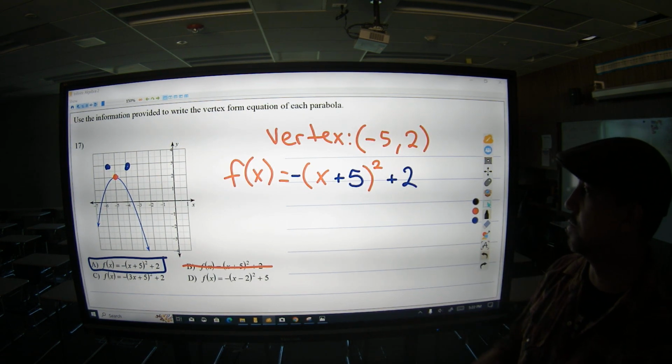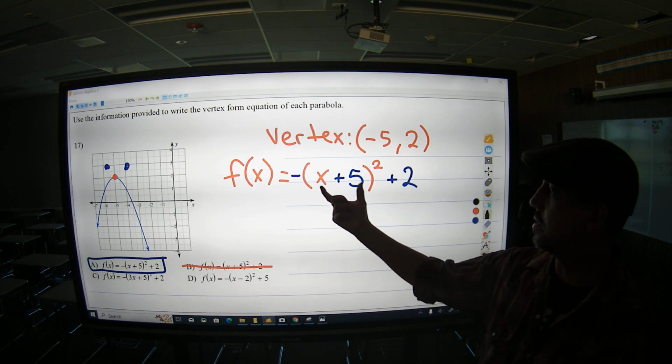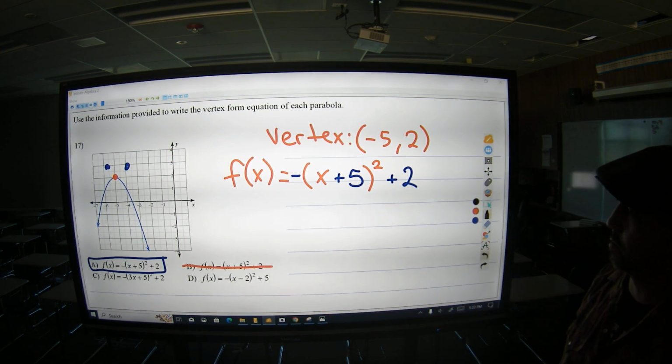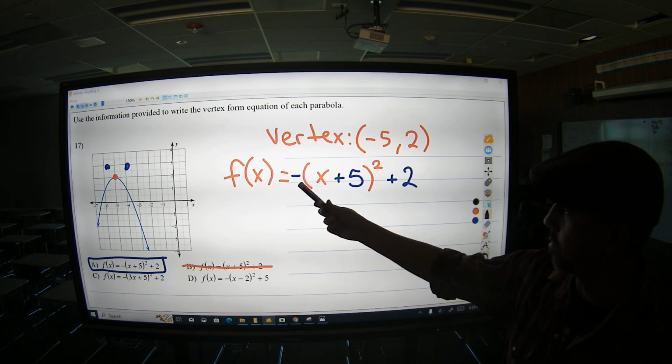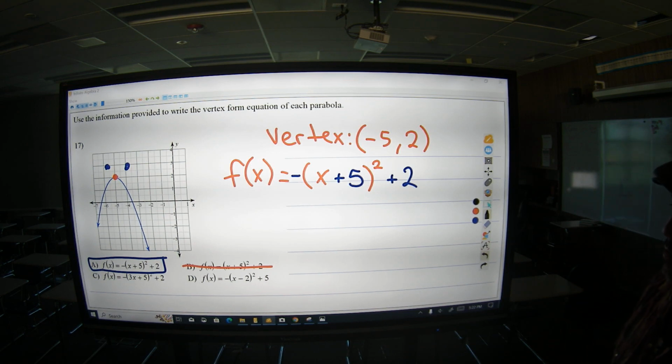Usually when we're reading this out loud, we would call anything in parentheses "the quantity," and then we'd be able to say the rest of it without confusing whoever might be listening. So like I said, negative the quantity x plus 5 squared plus 2, and this is vertex form.